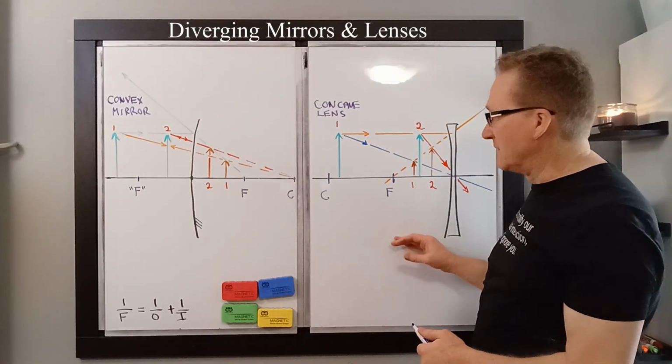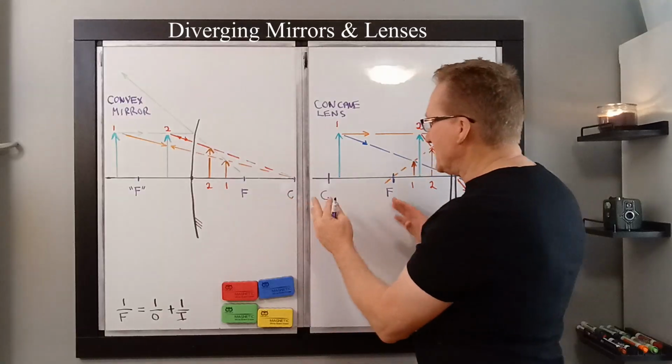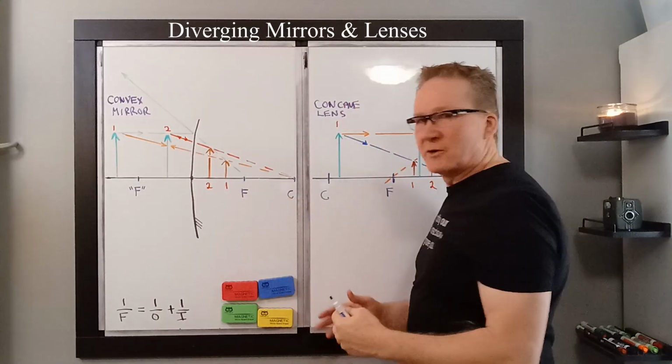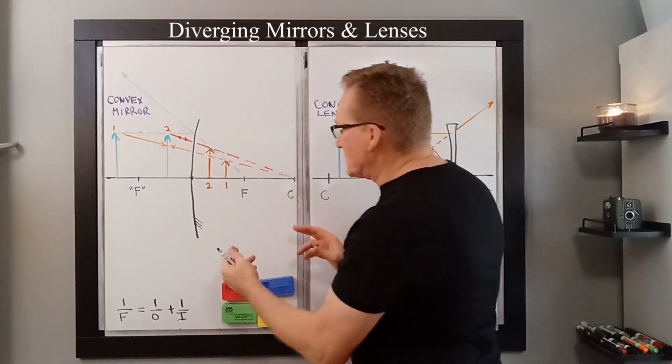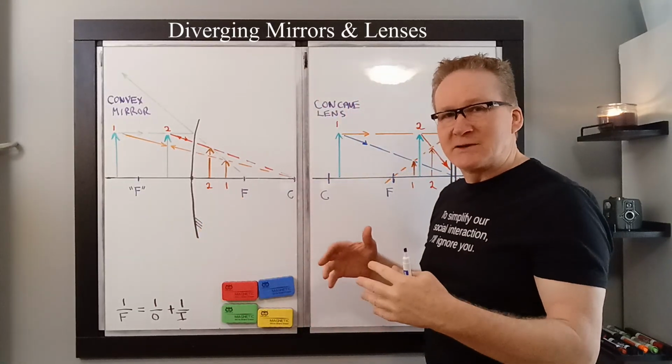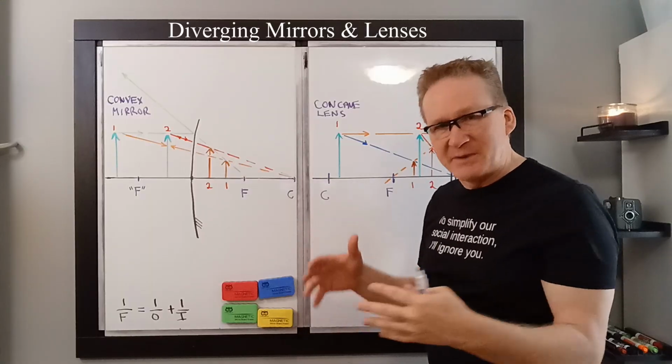Now let's look at the sign convention. We don't worry about C. C is just simply a number for the center of curvature. We worry about F. We worry about the focal point and especially the focal length. Now, the focal point is where light should focus. It should come together there.